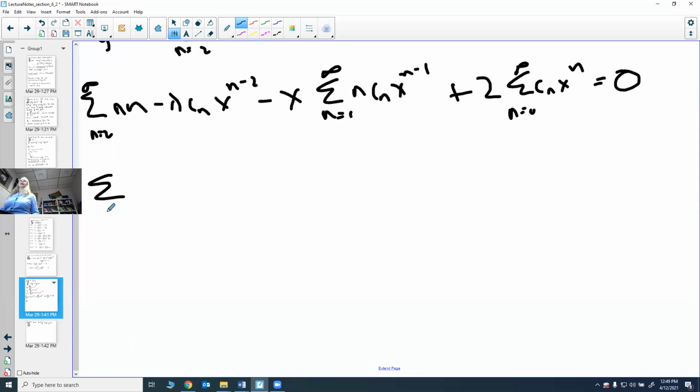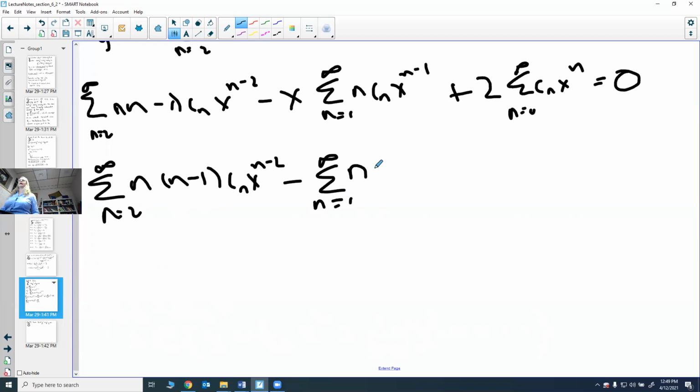So we have n equals 2 to infinity. I know what to put in, but we're going to just do it in steps. I'm going to pull that x inside. So it's going to be n c sub n x to the n. I'm going to go ahead and pull that 2 inside just because we don't want to lose it. And so it'd be 2 c sub n x to the n equals 0.